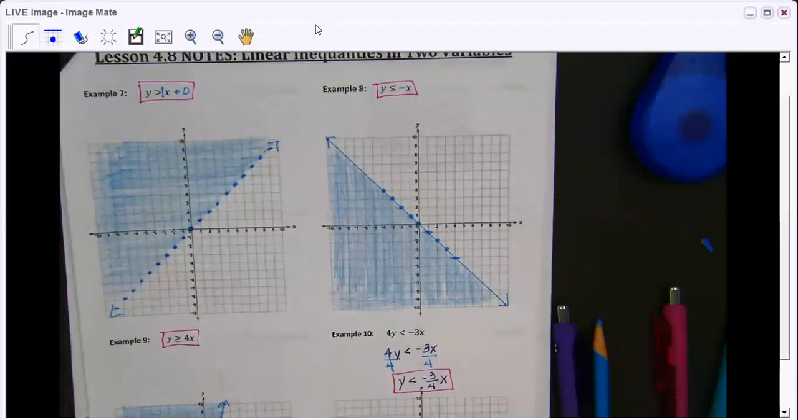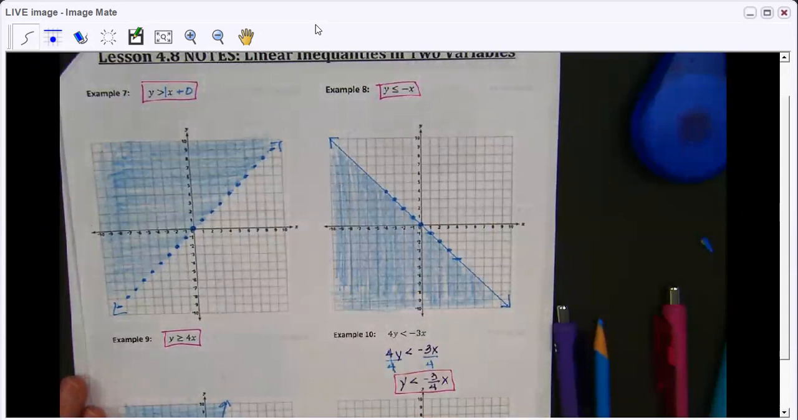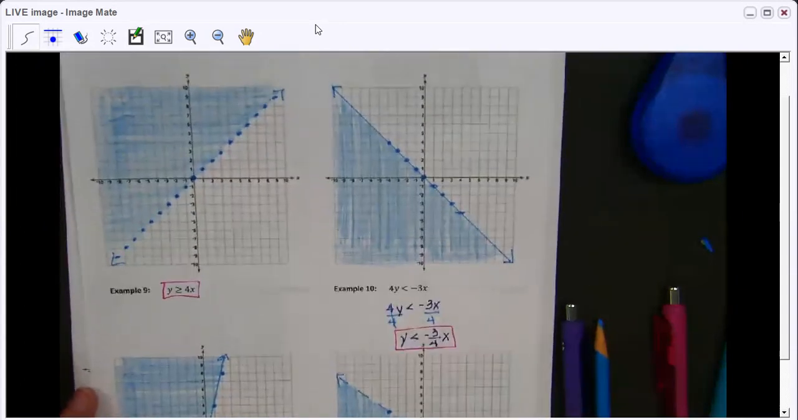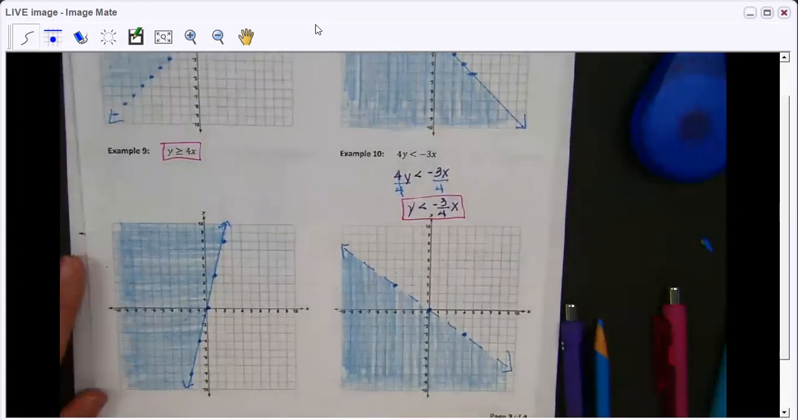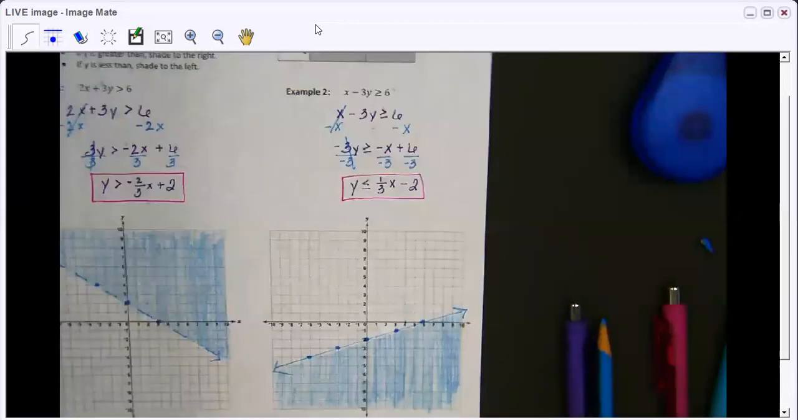You can check example 8 here. Okay, you should have a solid line. And then 9 and 10. Oh, so for number 10, you didn't. Okay. I just put like 4y. And then the back is a little bit different. Okay, so let's move to the last page.